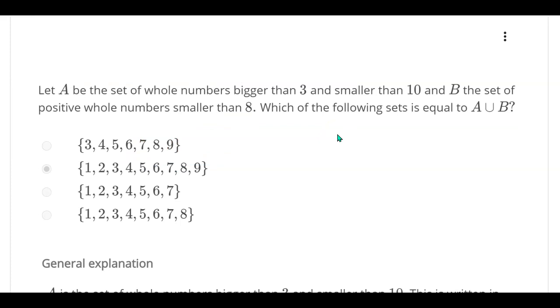Let A be a set of whole numbers bigger than 3 and smaller than 10, and B be the set of positive whole numbers smaller than 8. So I'm going to go ahead and write down my set A. My set A is whole numbers bigger than 3, smaller than 10. So 4, 5, 6, 7, 8, 9, and that's it.